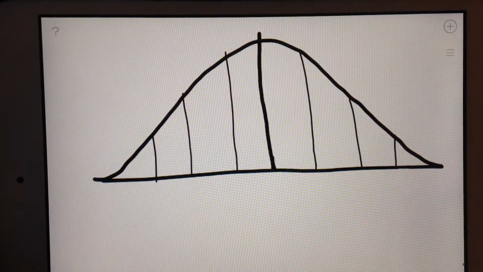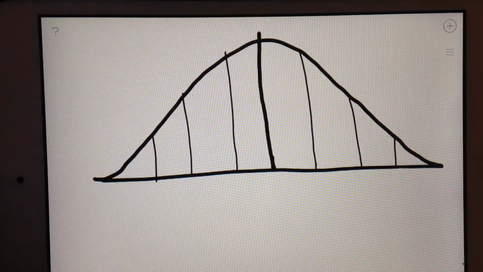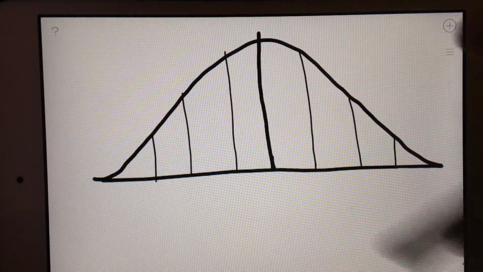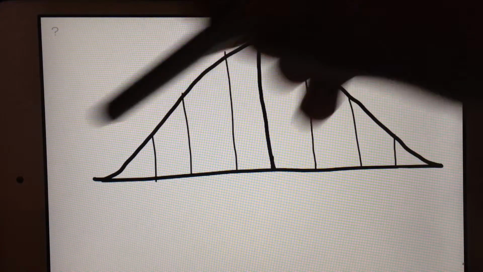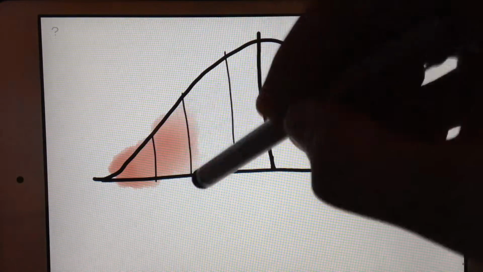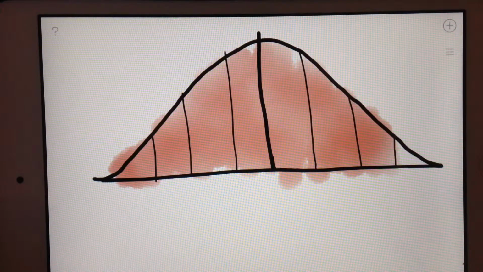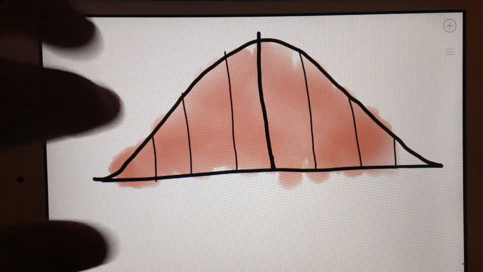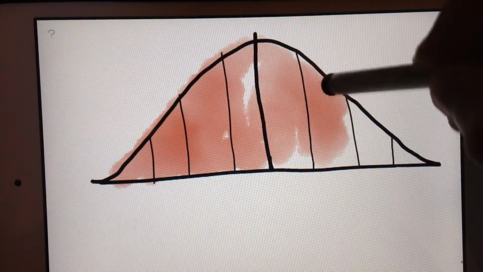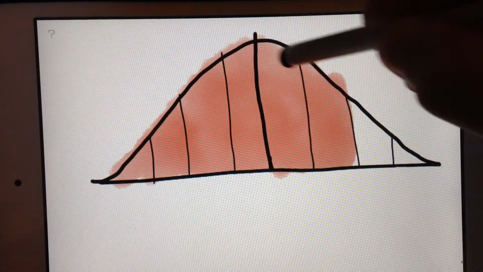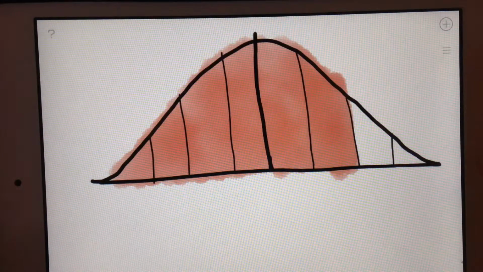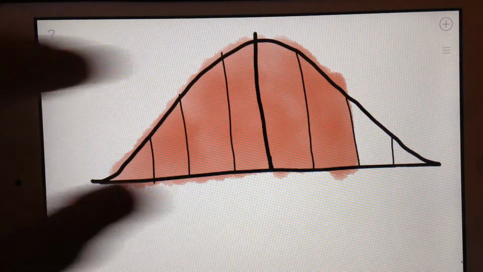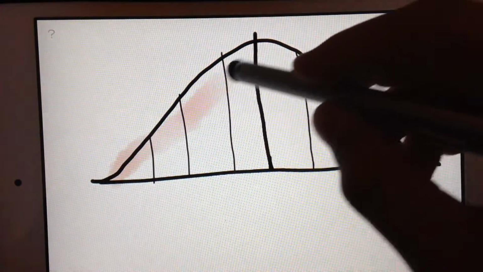So let's give you an example. The whole area, all the way from here to here, represents 99.7% of the whole normal distribution curve, and then all the way from here to this point, the second standard deviation to the right of the mean, that's 95% of the whole curve, and all the way from here to one standard deviation to the right of the mu, this is 68% of the whole thing.